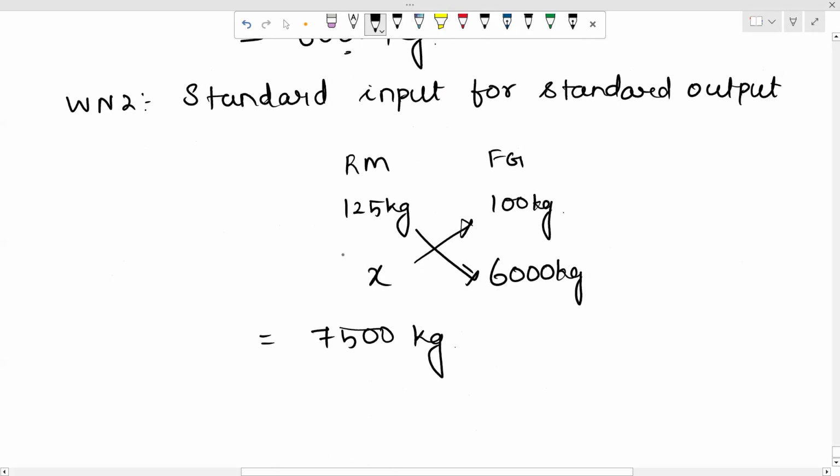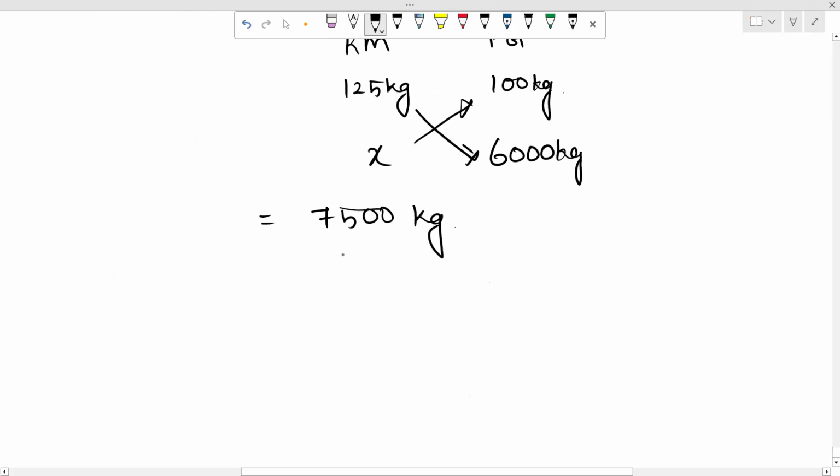Now, this 7500 kg of raw material is nothing but the 100 percentage or the total quantity of raw material, which includes raw material A, B, as well as raw material C. Now, let's see how many kg of raw material A is there in this, and how many kg of raw material B is there, and how many kg of raw material C is there in this 7500 kg. So standard quantity of raw material A, standard quantity of raw material B, and standard quantity of raw material C.